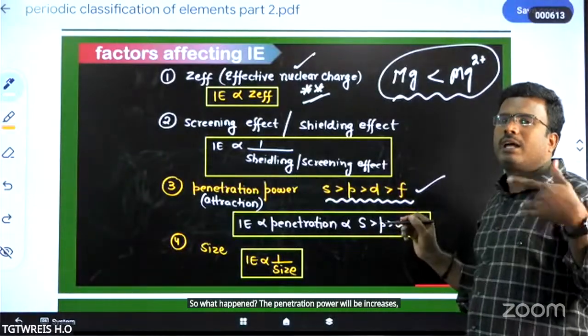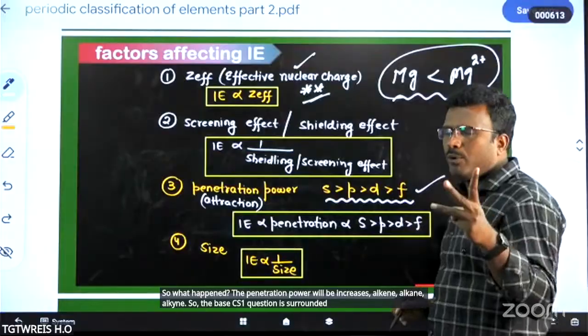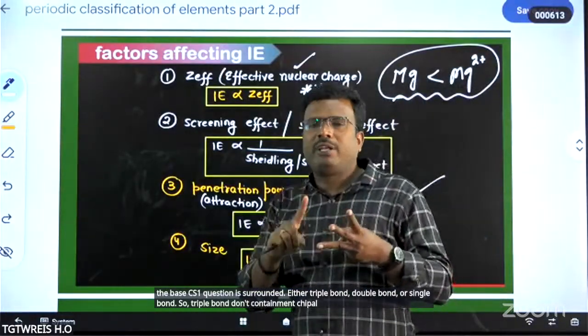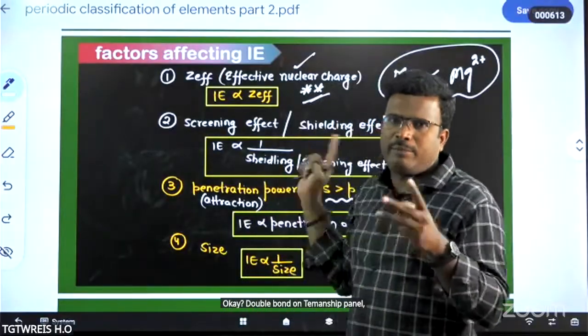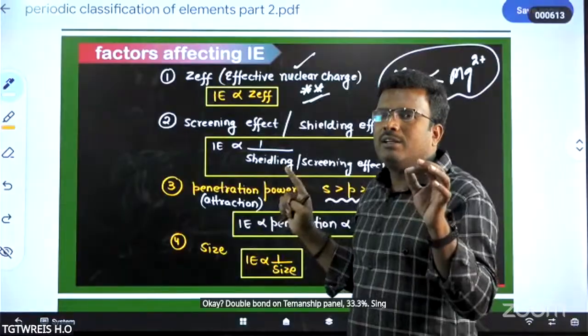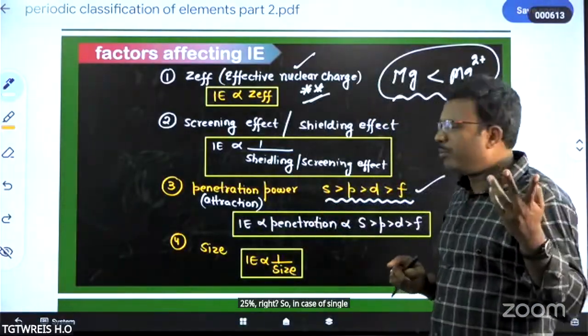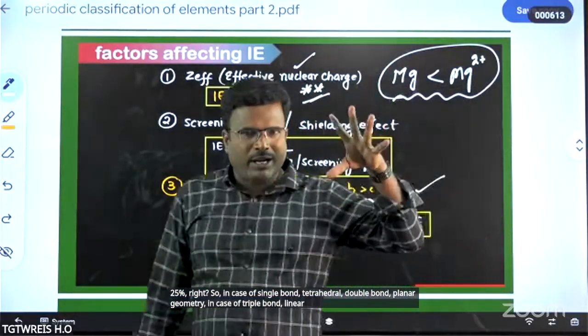Alkene, alkane, alkyne. Based on this, they will give a question: either triple bond, double bond or single bond. So if there is a triple bond, what should we say? S character is 50%. Okay, if there is a double bond, 33.3%. If there is a single bond, 25%, right? So in case of single bond, tetrahedral; double bond, planar geometry; in case of triple bond, linear. That is not important here.